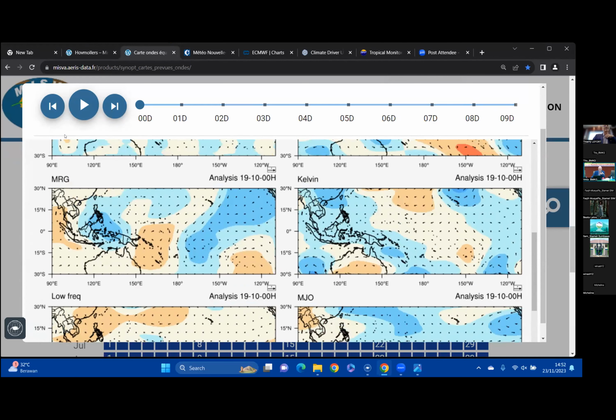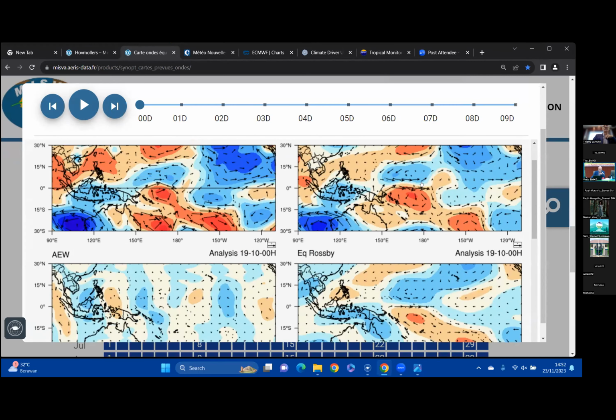And then when you add the cyclonic vorticity and the northerly flow of the MRG, you have a maximum of total vorticity. And you see that the total anomaly is very similar to the sum of the waves, which means that for this case, the waves are explaining a large part of the vorticity, which was the environment of the future tropical cyclone in Australia.